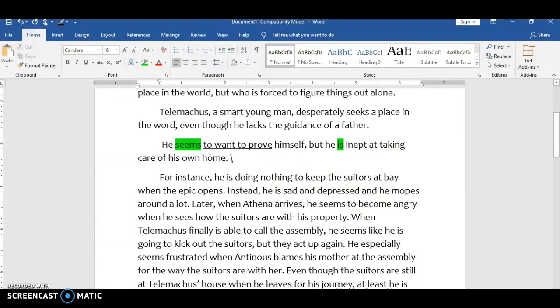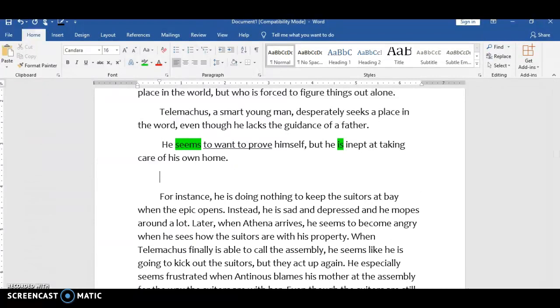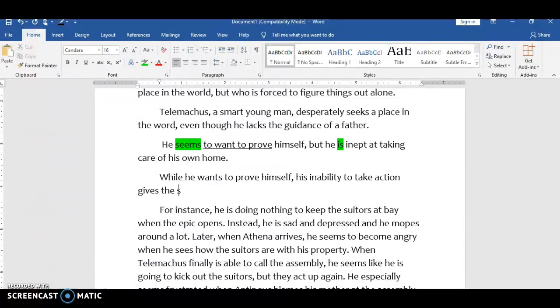Okay, so how could I do this one? I would say something like, while he wants to prove himself, he is inept at taking care of his own home. Let's see. His inability to take action gives the suitors a chance to infest his home. All right. Pretty good. And I don't have any linking verbs in that sentence either. Let's go on to the next one.